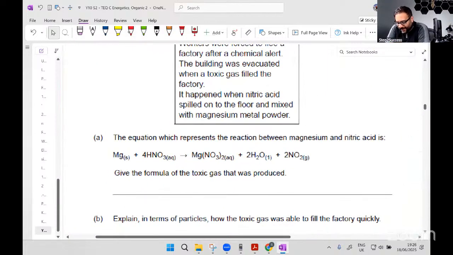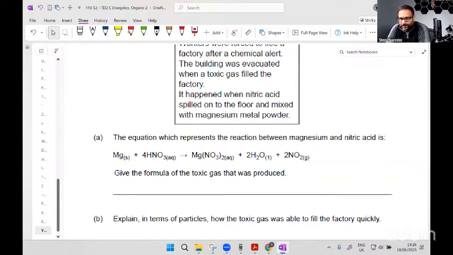They want you to name the formula, or give the formula, of the toxic gas that was produced. Okay, reasonably difficult question, but surely the answer is one of these three things. In fact, no, it's so easy, this question. This is unbelievable, and you shouldn't be asking me this question.